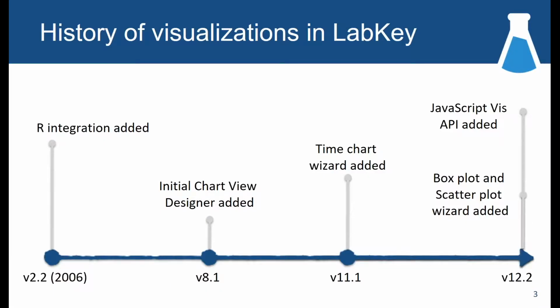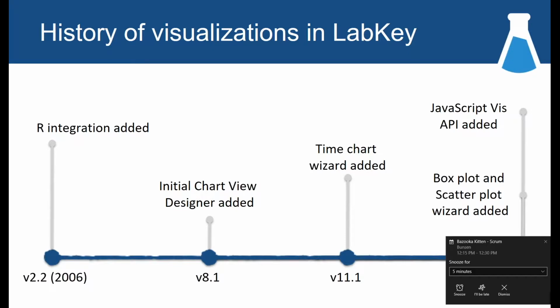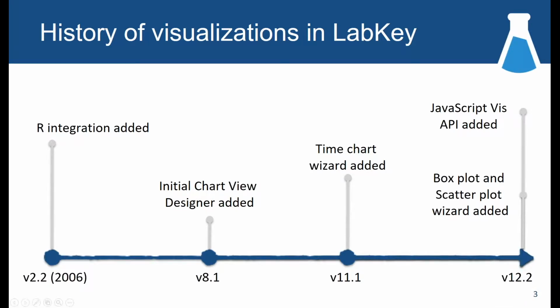So for the history of visualizations in LabKey, I triaged some of the release notes from over the years to see how we got to the current state of visualizations in LabKey. From what I could see, it all started in 2006 with the integration of R. This was the starting point of our reporting infrastructure for creating and saving reports within the LabKey server. Then the chart view designer was added with version 8.1.